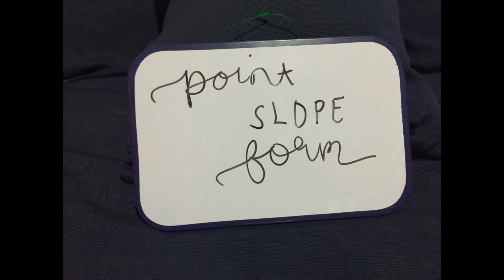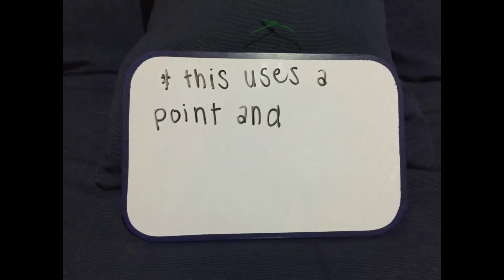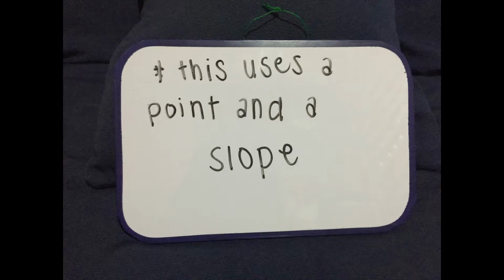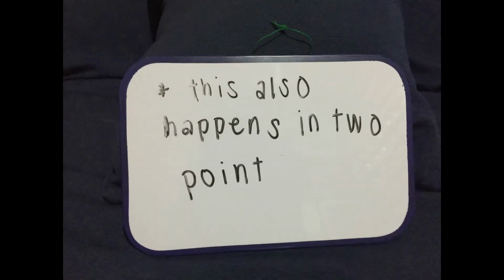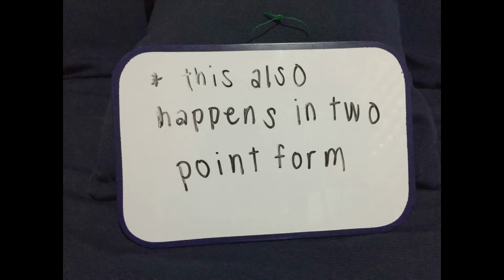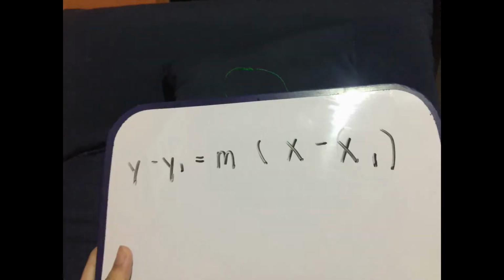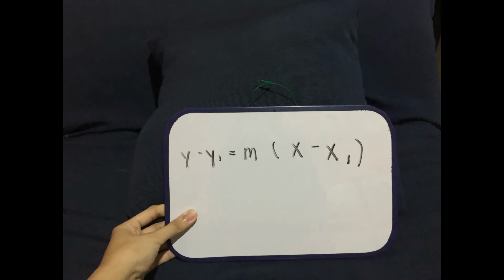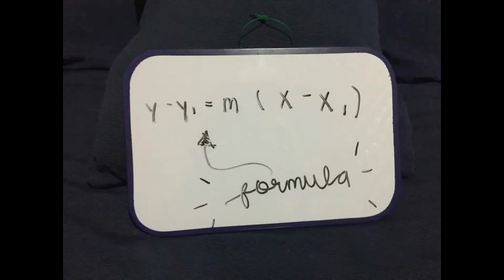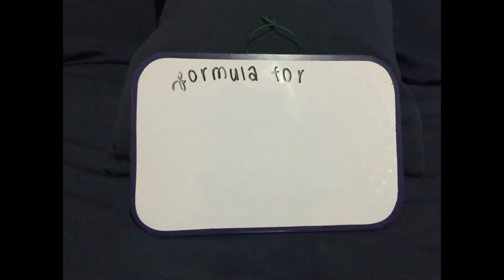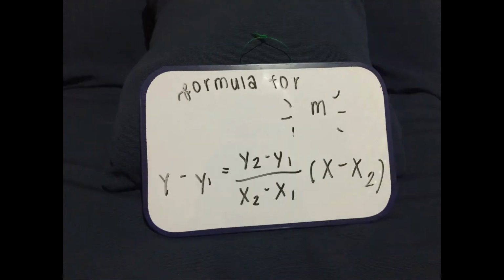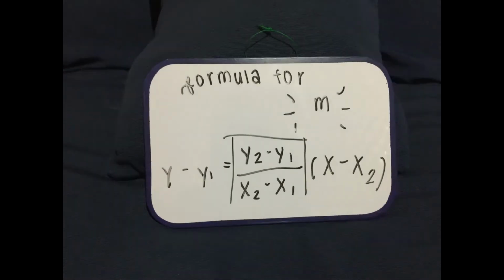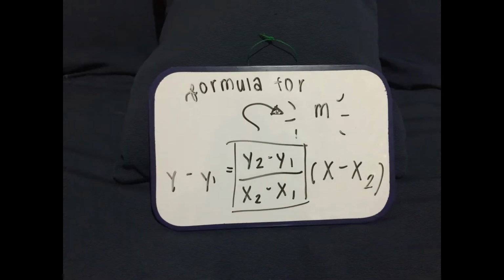Point-slope form. This uses a point and the slope. This also happens in 2-point form. The formula for point-slope form is y minus y sub 1 is equal to m multiplied by x minus x sub 1. For finding m, we will just have to use the formula for 2-point form, y sub 2 minus y sub 1 over x sub 2 minus x sub 1, because that will be the slope.